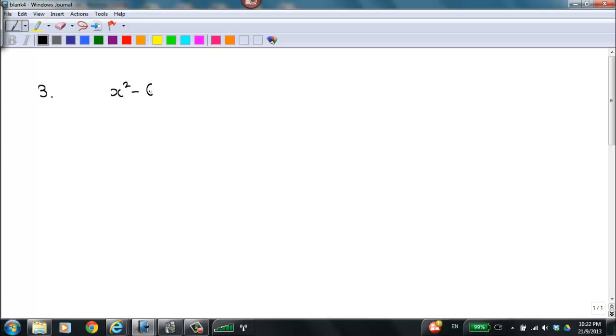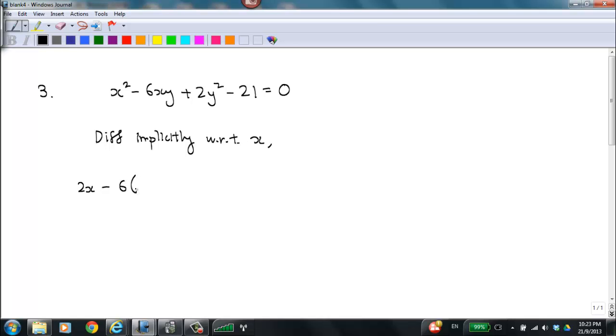So the equation is x squared minus 6xy plus 2y squared minus 21 equals 0. If we differentiate implicitly with respect to x, the left hand side will be 2x. Now because there's a combination of x and y, we have to use the product rule. Hold the first, differentiate the second, plus hold the second, differentiate the first. This one will be 4y, then we have to differentiate the y, giving us dy dx. 21 is a constant, so it differentiates to 0, and the right hand side is also 0.